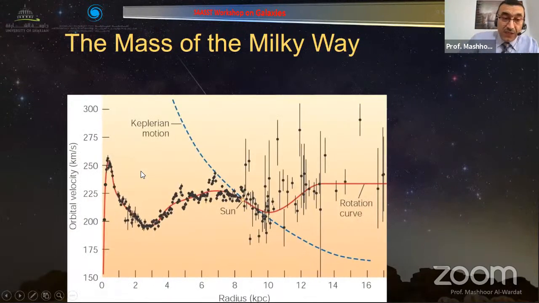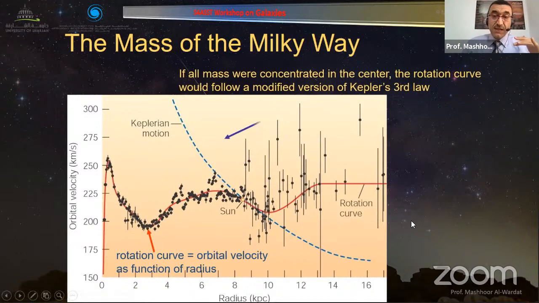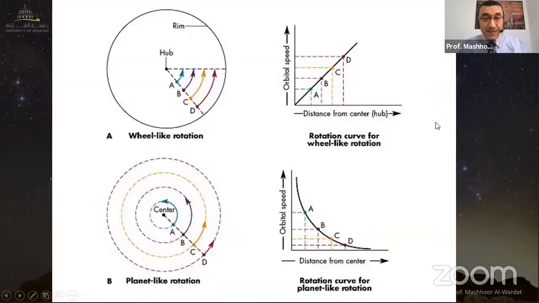So now if we draw the observations, we find this one. These are the observations. But Kepler's third law predicts this relation. There's a contradiction. How can we explain it? This was one of the struggles, one of the open questions in the last century. Rotation curve, orbital velocity as a function of radius, and if all mass were concentrated in the center, the rotation curve would follow a modified version of Kepler's third law. But it's not the case.